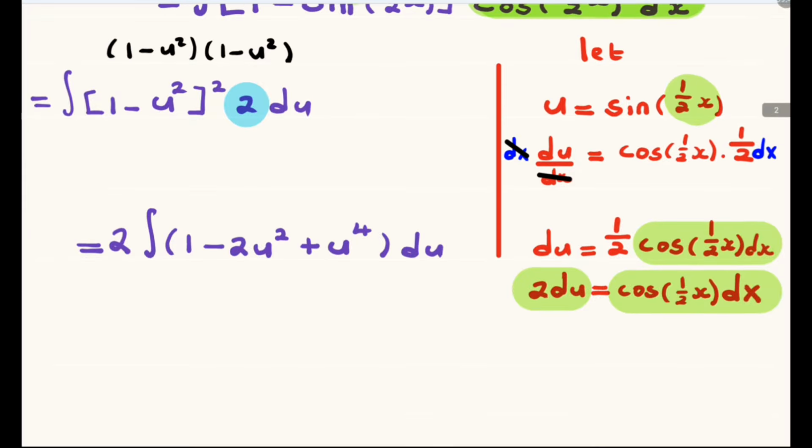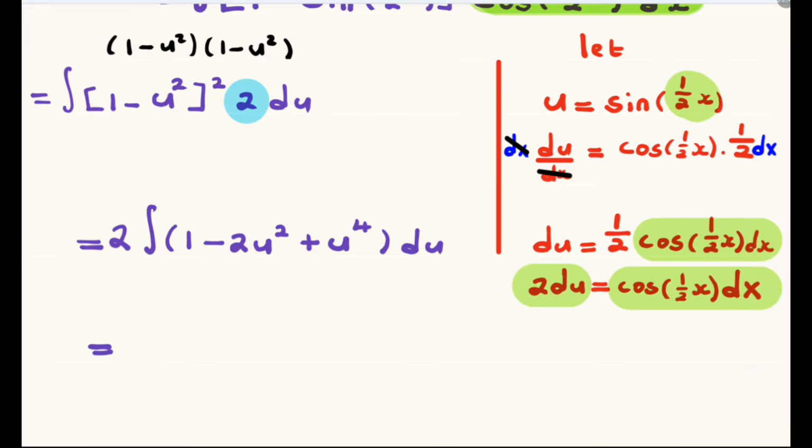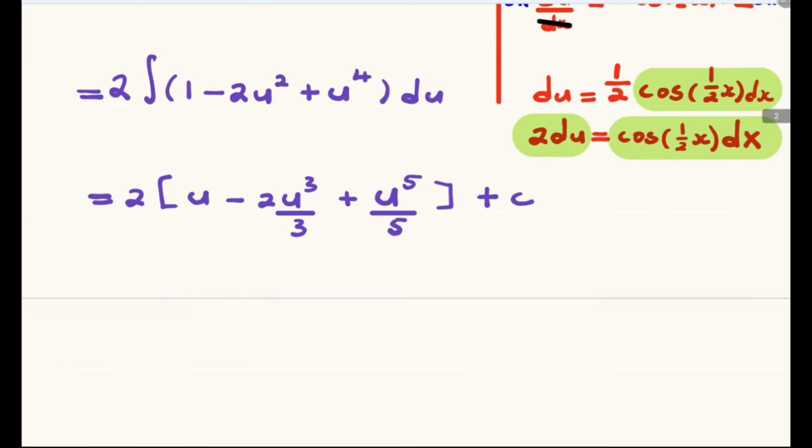Now we can integrate. We have 2 multiplied by the integral of 1 with respect to u is u, minus 2 multiplied by the integral of u squared, which is u to the power 3, divided by 3. The integral of u to the power 4 is u to the power 5, divided by 5, plus the constant c in the place of the u. So this will be equal to 2.